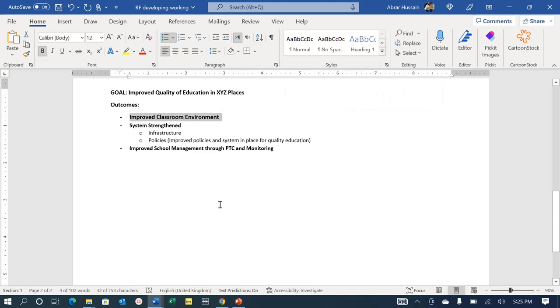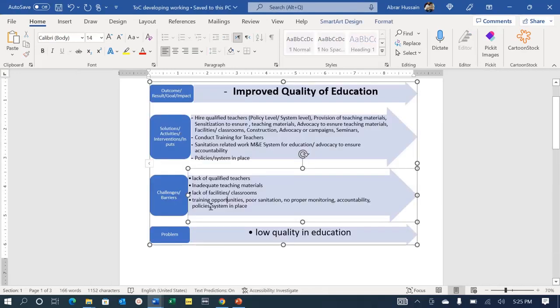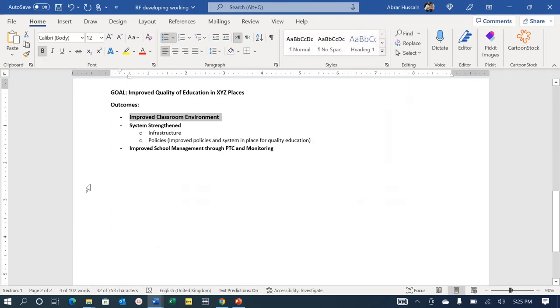Improve classroom environment, if the teacher is trained, classroom is print rich, so that obviously contributes to the improved classroom environment. And then the system strengthening, where you are focusing two things, infrastructure and policies. And for this problem, that no proper monitoring, accountability in policies, so for that you can have improved school management capacity through PTC and monitoring. So these are the basic outcomes that you have designed based on the problem statement and the goal here.